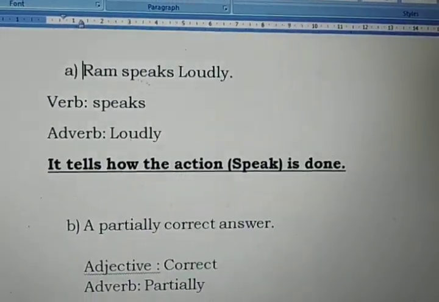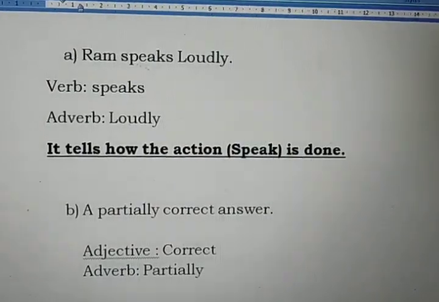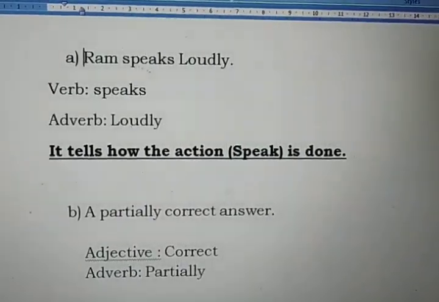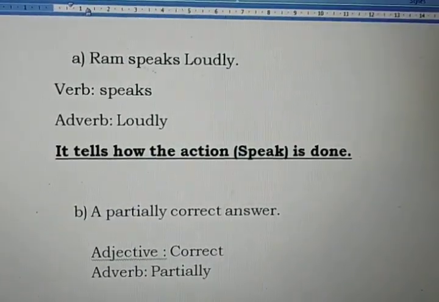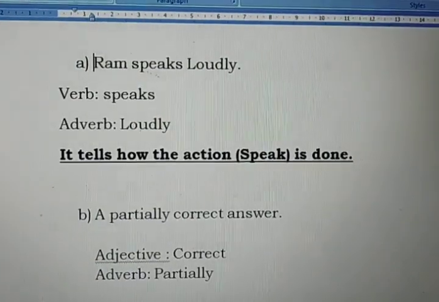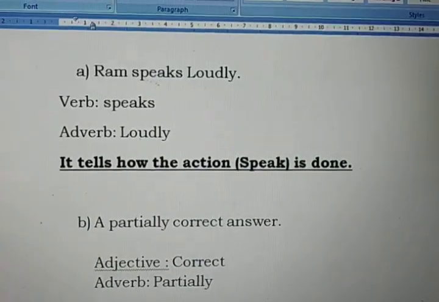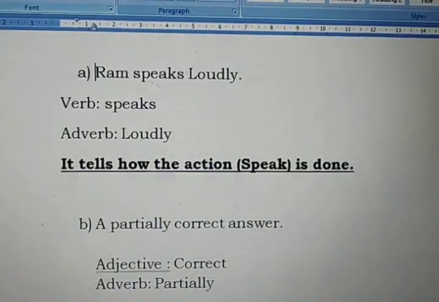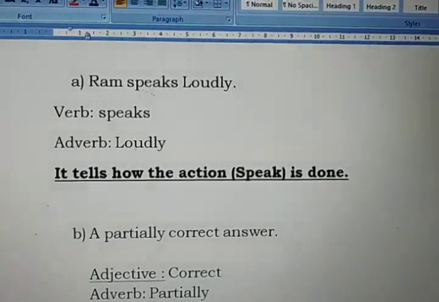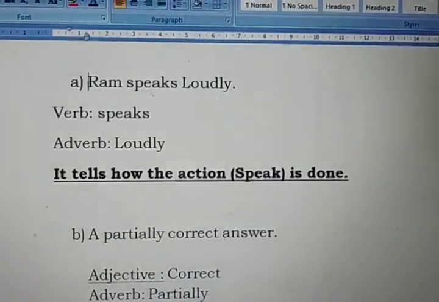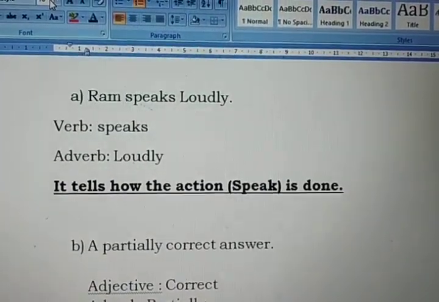Now here we have some more examples to clarify the topic. First one, Ram speaks loudly. Look at the word loudly. Here Ram is your subject, speak is your verb, ये क्रिया है, इसे बोलते हैं हिंदी में. और जो वर्ड इसे मॉडिफाई कर रहा है, जो वर्ब को मॉडिफाई कर रहा है, दैट इज लाउडली. So that word loudly is your adverb which modifies a verb that is speaks. So it tells how the action is done. The action of speaking is done loudly. Loudly is your adverb.